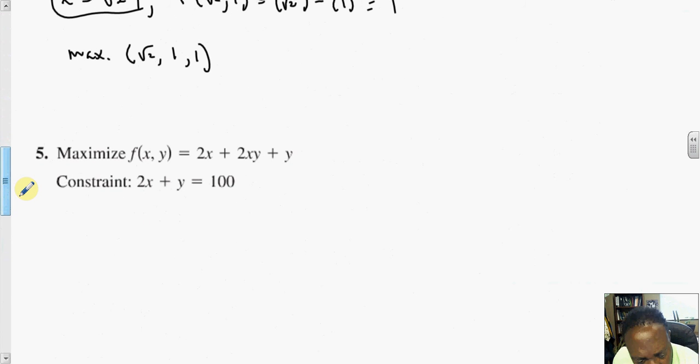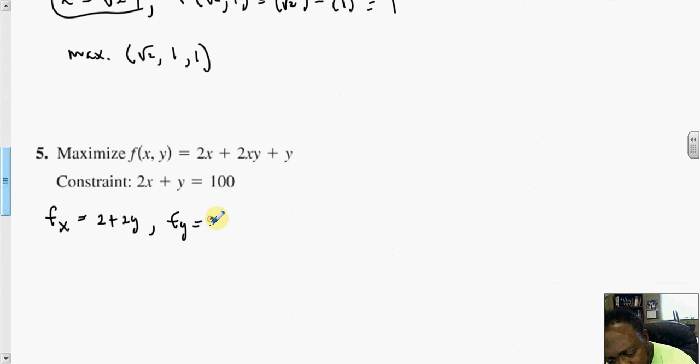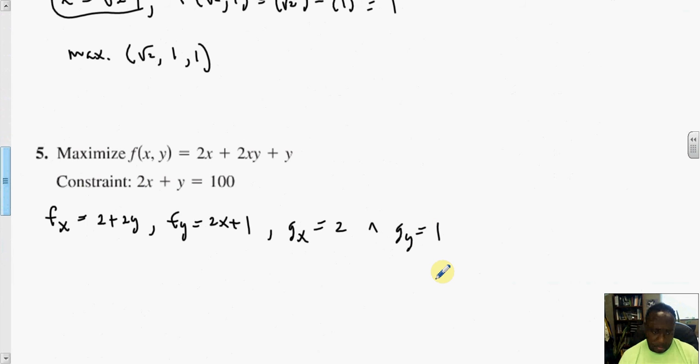What about this next one? Here we want to maximize, so we find the partial of f with respect to x. That's 2 plus 2y. Then the partial of f with respect to y gives us 2x plus 1. We take the g equation, so we find its partial with respect to x. That gives us 2, and the partial of g with respect to y is equal to 1.